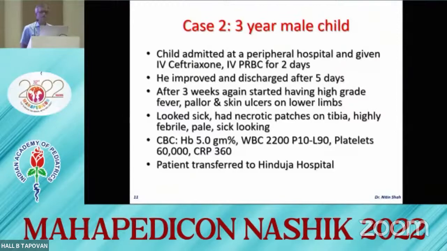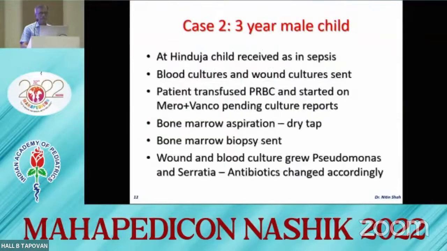There is no spot diagnosis. It's always a serial CBC which helps you diagnose. Now the WBCs have fallen further. There are hardly any neutrophils. The platelets have fallen. The CRP has jumped sky high. The patient is transferred in a septic shock-like picture. So we treat it as sepsis, with blood cultures and wound cultures sent. He was transfused PRBC and started on meropenem and vancomycin pending the culture reports.